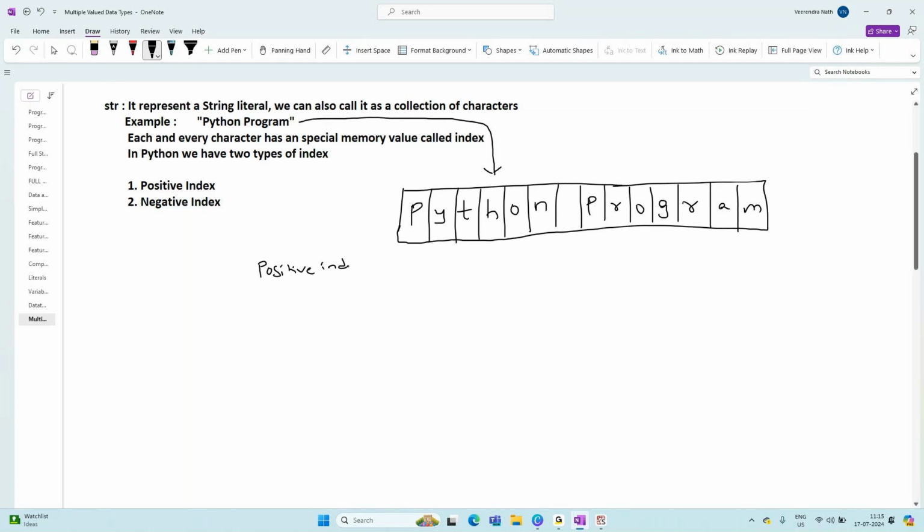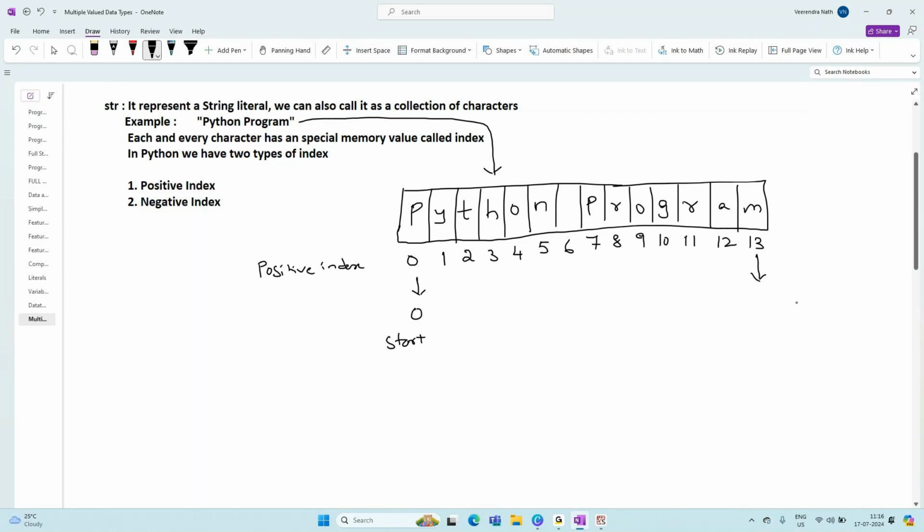Positive index always starts from 0. 0, 1, 2, 3, 4, 5, 6, 7, 8, 9, 10, 11, 12, and 13. Where did it start? It started at 0. Where did it end? 13. What is 13, sir, here?